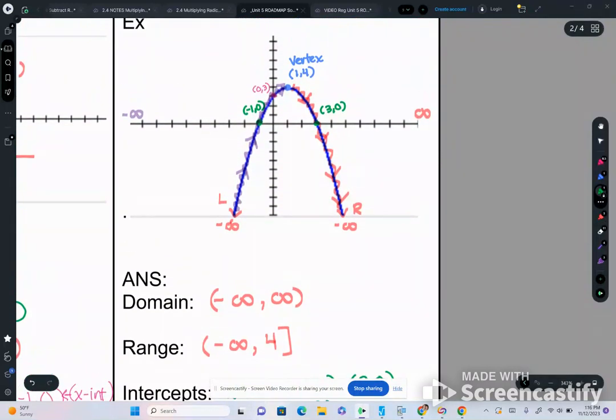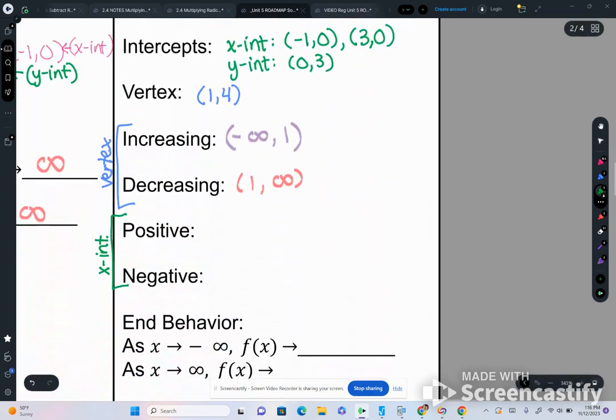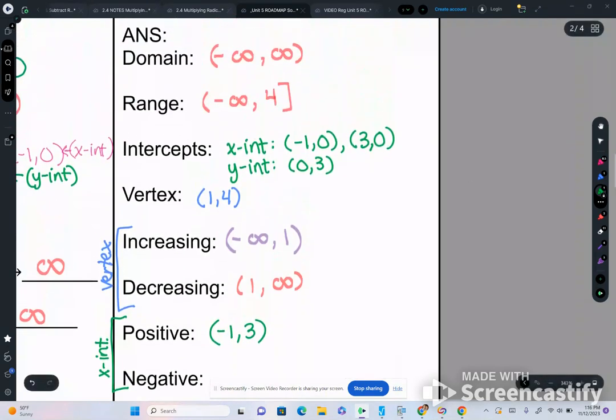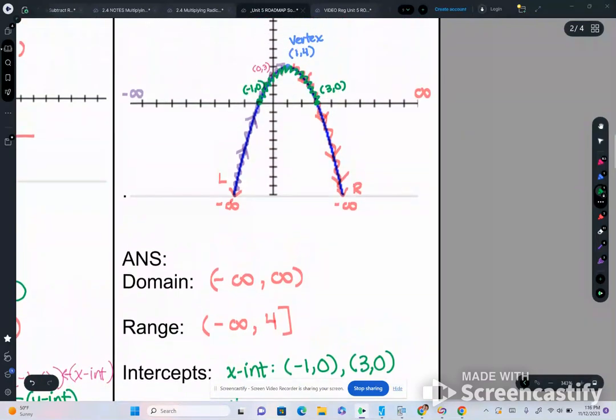Now when we look at positive and negative, we care about when it is above and below the x-axis. As we're looking at my graph for where it's positive, positive means it's above the x-axis. So it's this area right here. These are the values of x where my graph is above the x-axis. So that means it's between -1 and 3. So -1 to 3. Negative means it's below the x-axis.